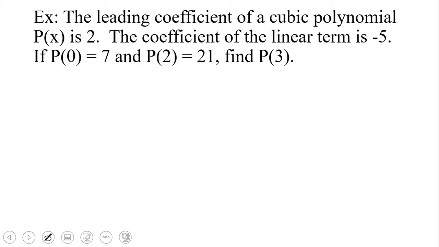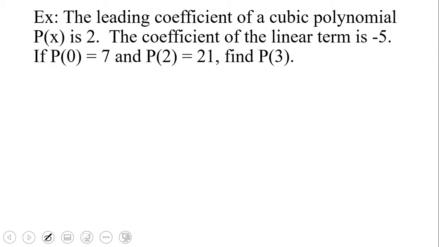A couple of other things belong in this section, just a random problem here: find that mystery polynomial. The leading coefficient of a cubic polynomial, p of x, is 2. The coefficient of the linear term is negative 5. If p of 0 equals 7 and p of 2 equals 21, find p of 3.